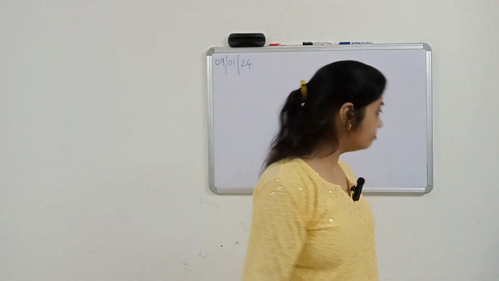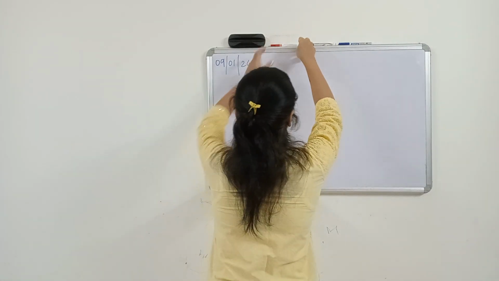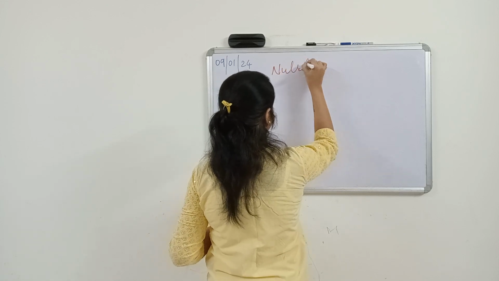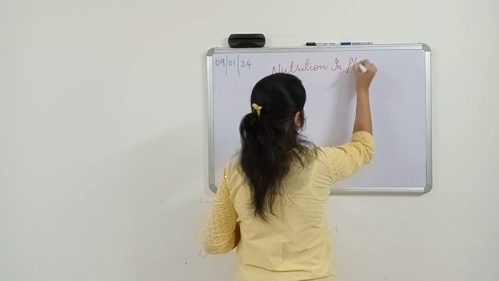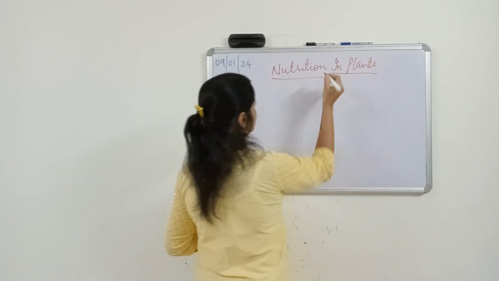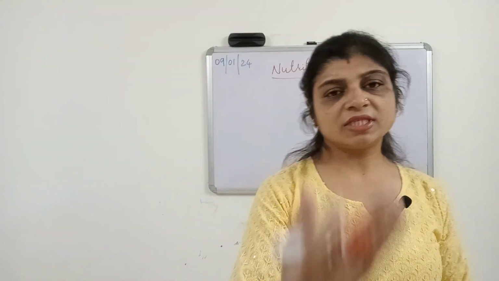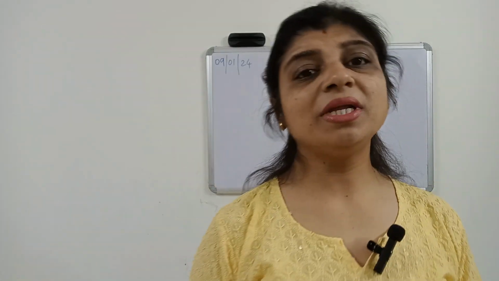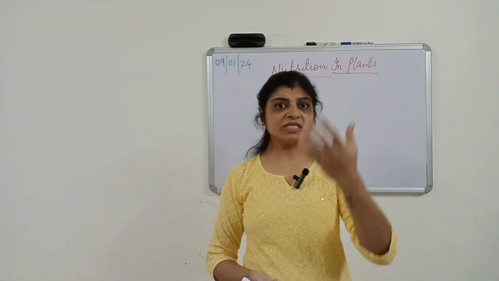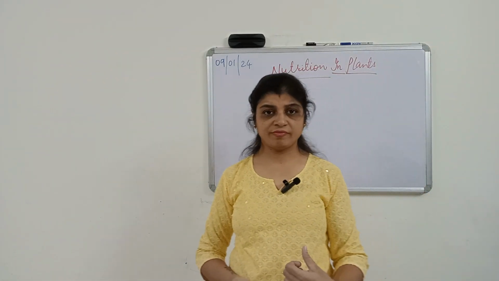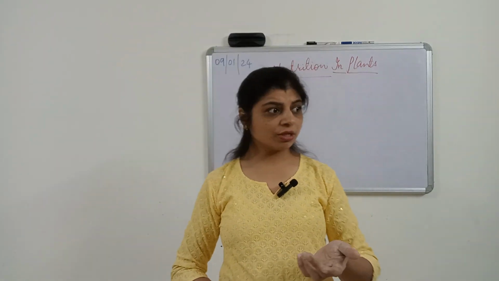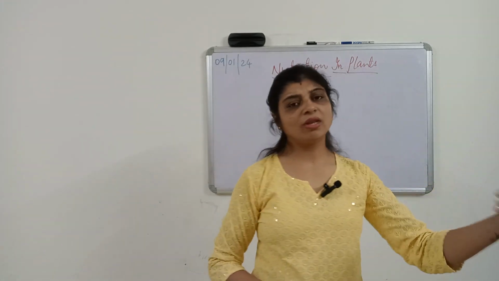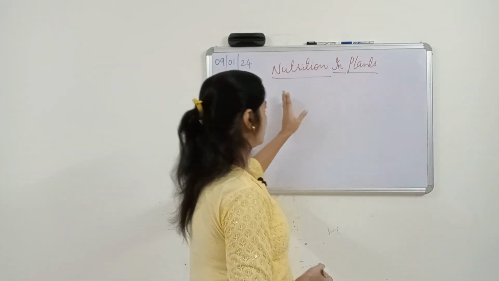So what does this word nutrition mean? Nutrition in plants. Nutrition means whatever is consumed. Consumed means taken in, intake. That intake, after crushing, is utilized. That is called nutrition. Whatever is consumed by the plants is later used for certain metabolic activities. Which are those metabolic activities? Respiration, absorption, circulation, reproduction, to continue your life. That is called nutrition.